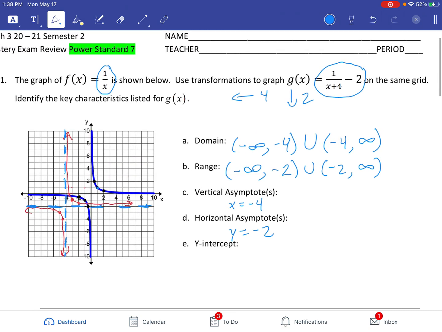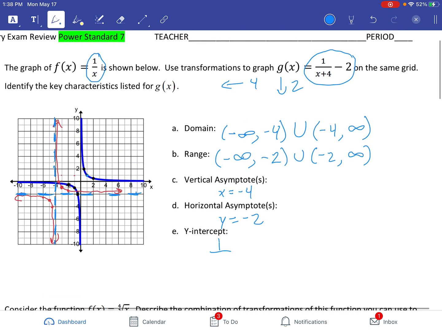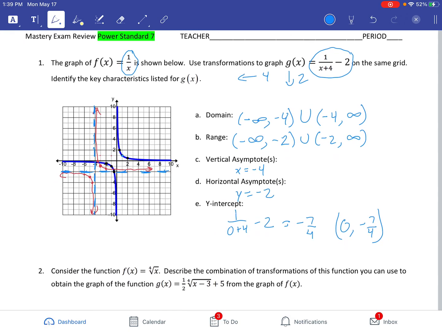And for your y-intercept, if you put 0 in for the x term, you're going to get 1 divided by 0 plus 4, minus 2. That's going to tell you your y-intercept. So we got 1/4 minus 2. I'm going to make this into a nice fraction. It gives me negative 7 over 4. So the y-intercept is going to be (0, negative 7 over 4). Okay, and that's all the information for this equation and graph.